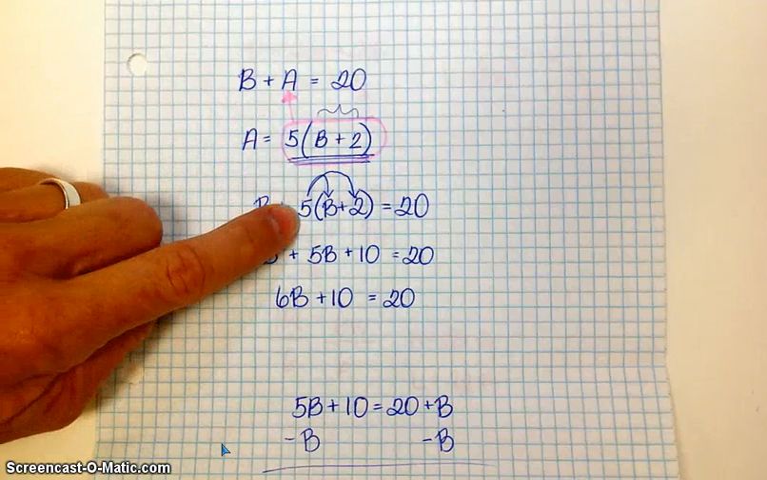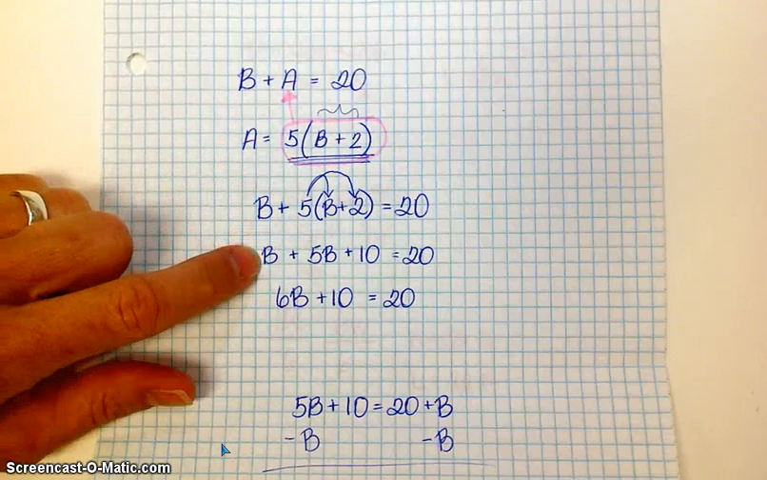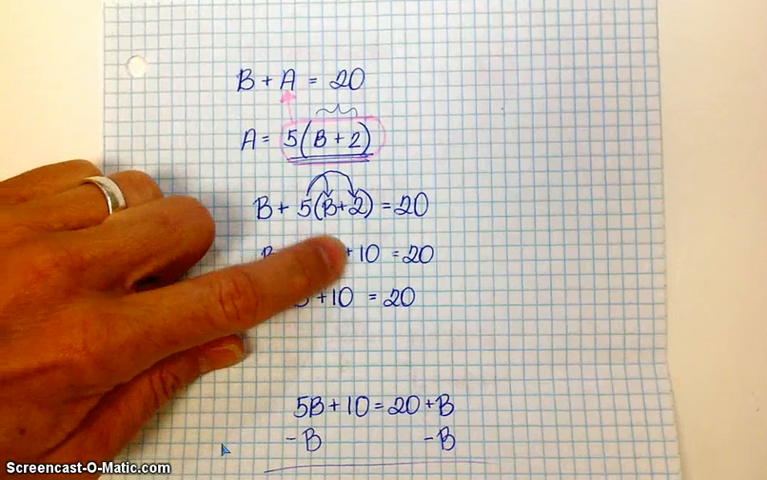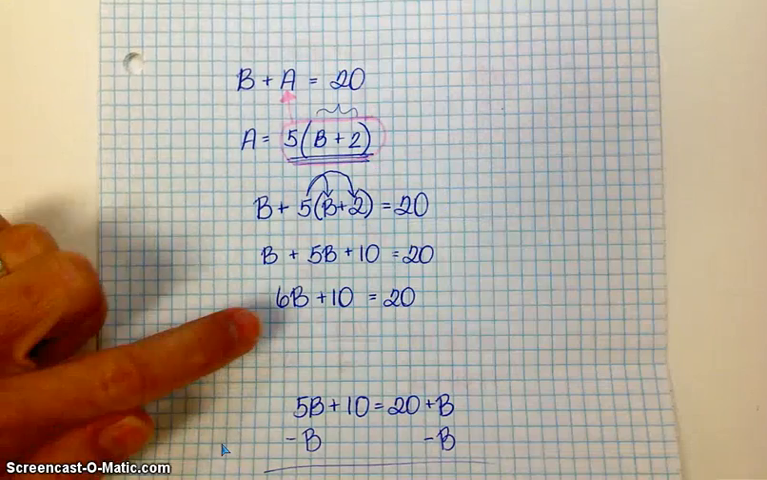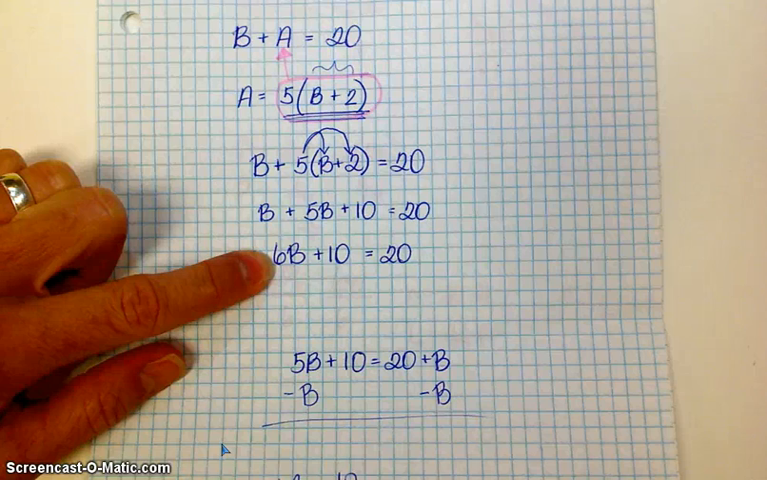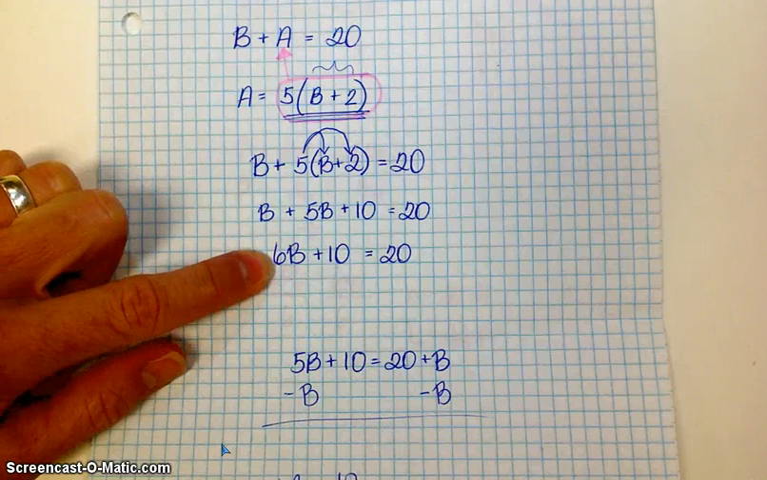Do the distributive property. And we wind up with b plus 5b plus 10 equals 20. After combining the b's, we have 6b plus 10 equals 20.